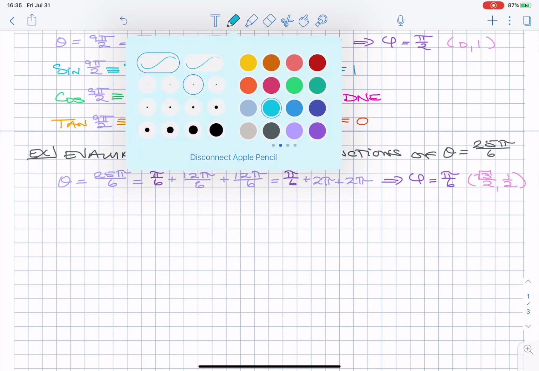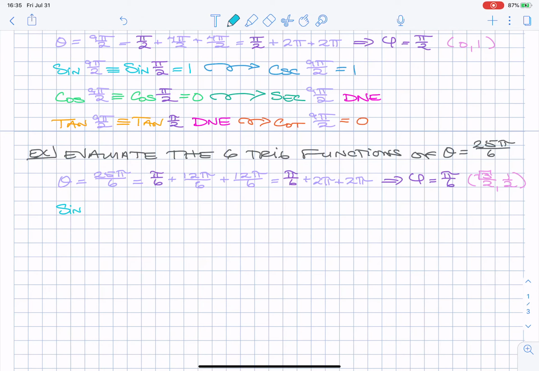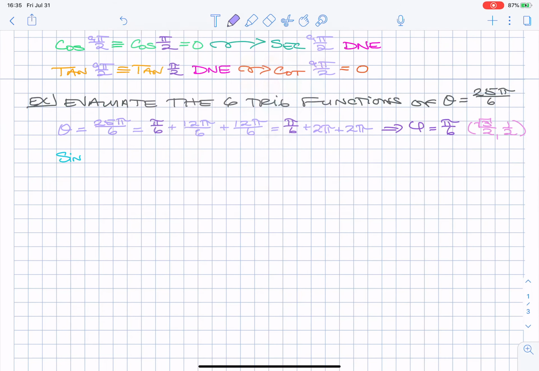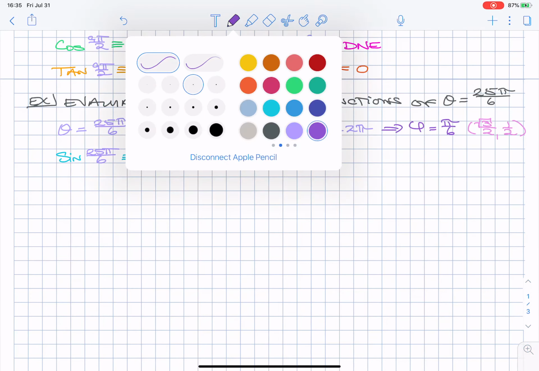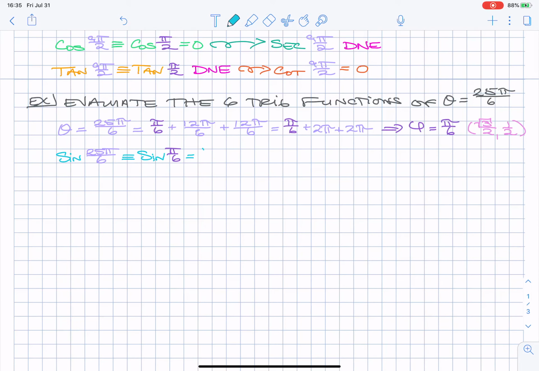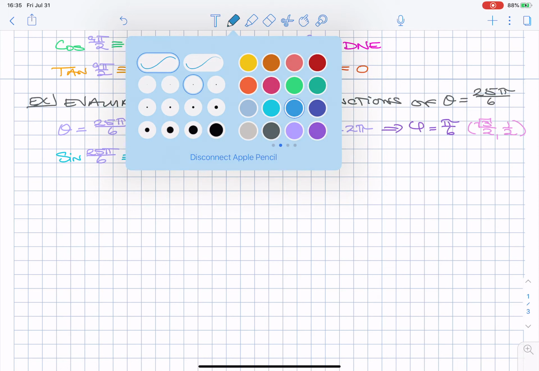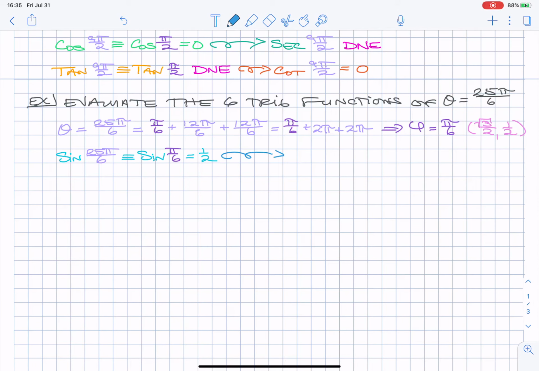Okay. So I know that sine of 25 pi over 6 is equivalent to sine of pi over 6 in quadrant 1. So that is the y-coordinate, which is positive 1/2. So the reciprocal, cosecant of 25 pi over 6, is going to be, the reciprocal of 1/2 is just 2.